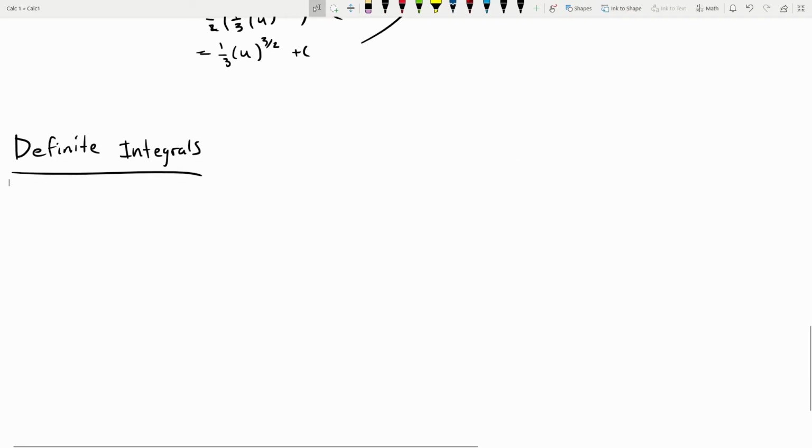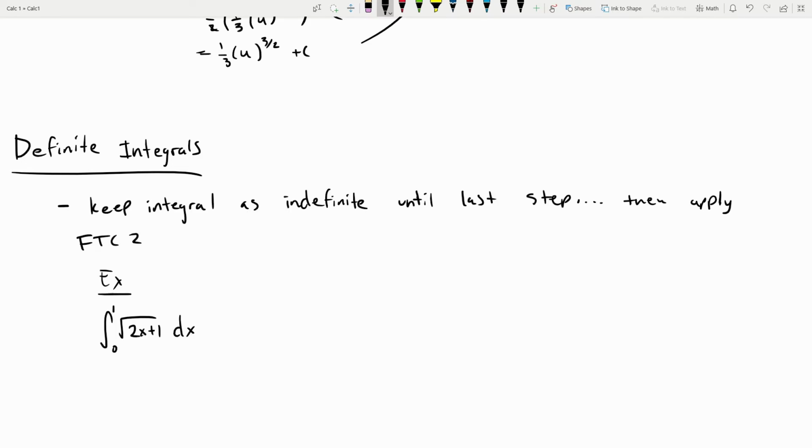So now, to evaluate definite integrals using the substitution rule, I'm going to give you 2 ways to evaluate them, and you choose whichever one you like. I personally like the first one, and what that consists of is basically keeping the integral as indefinite until the last step where you just apply the fundamental theorem of calculus. I think it was part 2. So here's a quick little example.